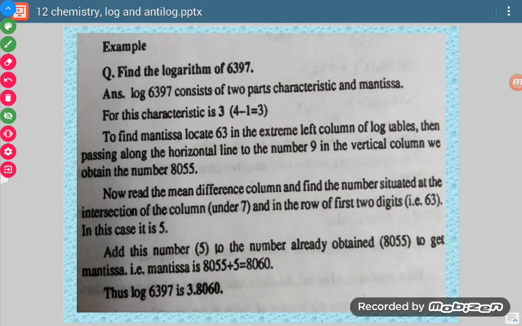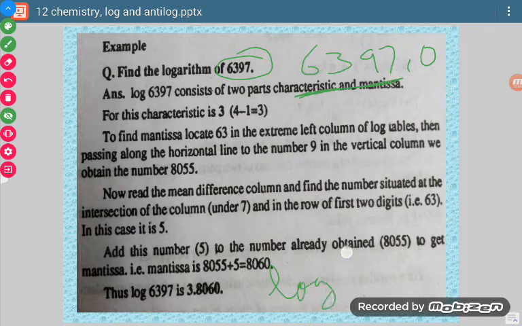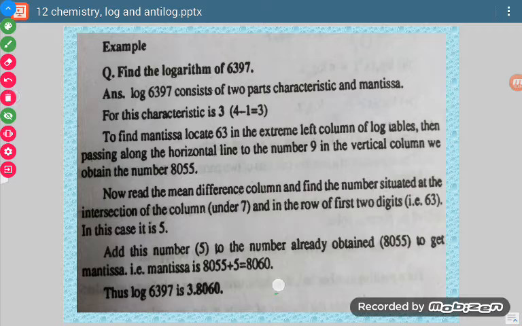Now our question is, find the logarithm of 6397. First of all, we can write it like this, 6397.0. Now how many digits are there before the decimal? There are 4 digits. So log of 6397 will be, 4 digits, so 4 minus 1 is 3, 3 point. This is the characteristic value.